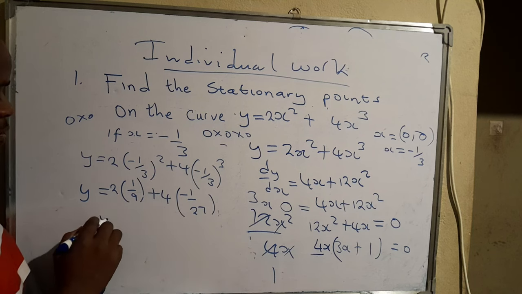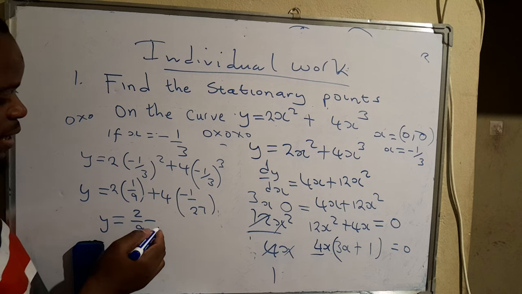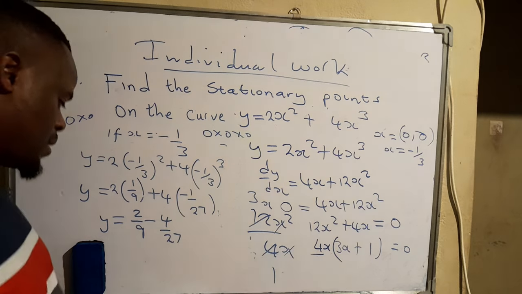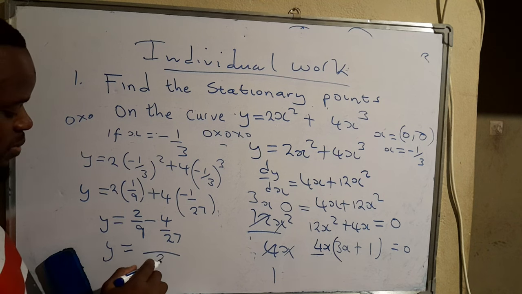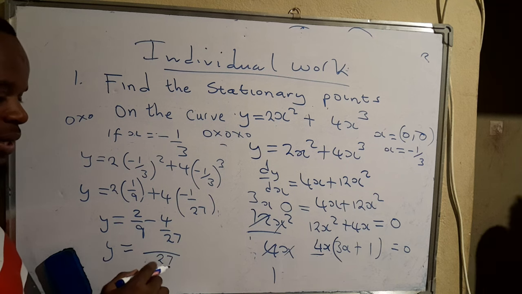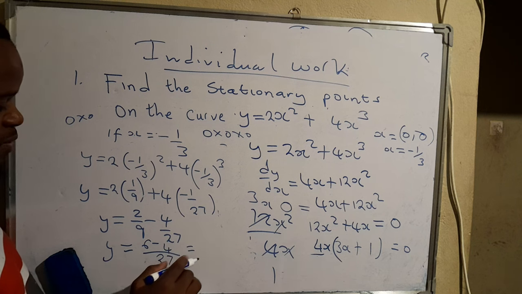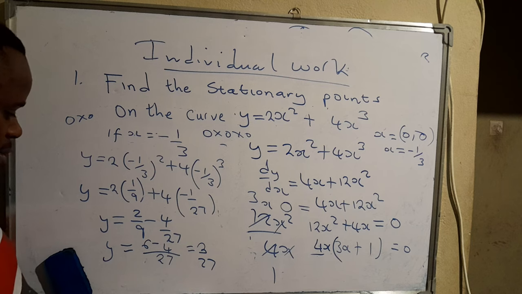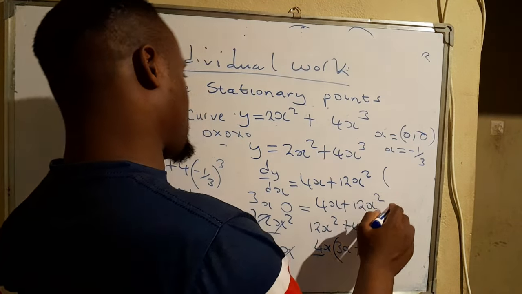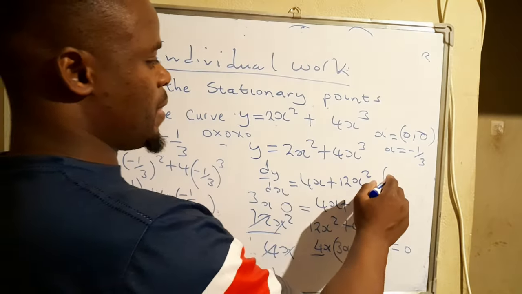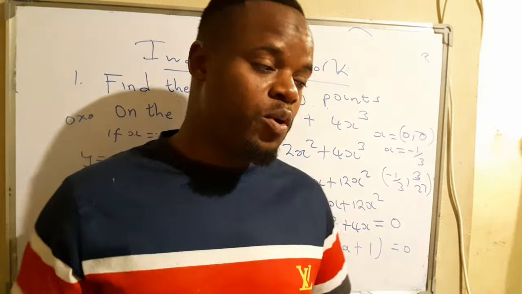So y is equal to 2 times 1, 2 over 9, plus 4 times negative 1 over 27, that's negative 4 over 27. Now to finalize this, what's the lowest common multiple of the two denominators? That's 27. 9 into 27 is 3, times 2 is 6, and 27 into 27 is 1, times 4 is 4. So we're going to have 6 minus 4, that's 2 over 27. So the second stationary point is (negative 1 over 3, 2 over 27). So those are the two stationary points on that curve.